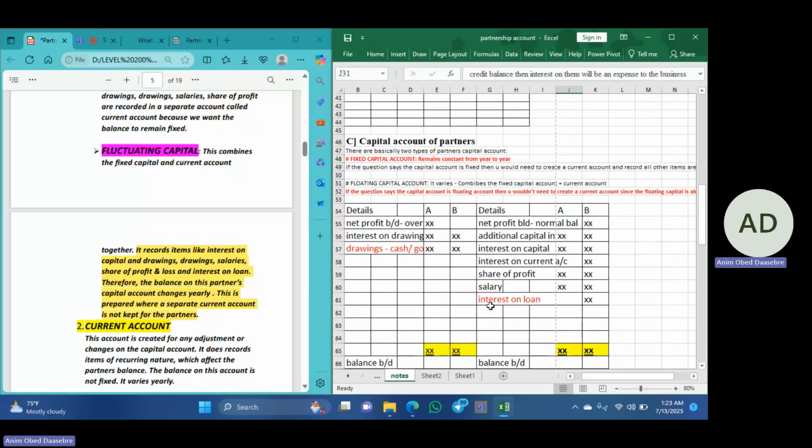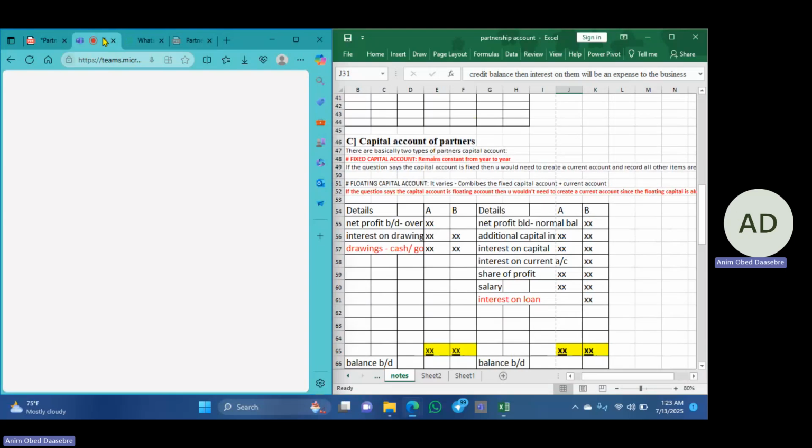Interest on drawings is coming from the income statement under what? Operating expenses. And these drawings will be given to you under the footnotes. So you have to pick it from the footnote and bring it here.